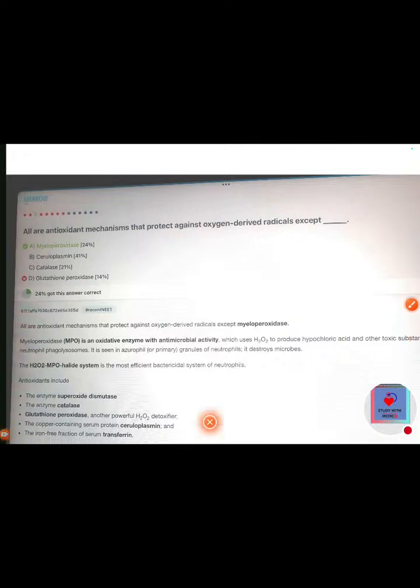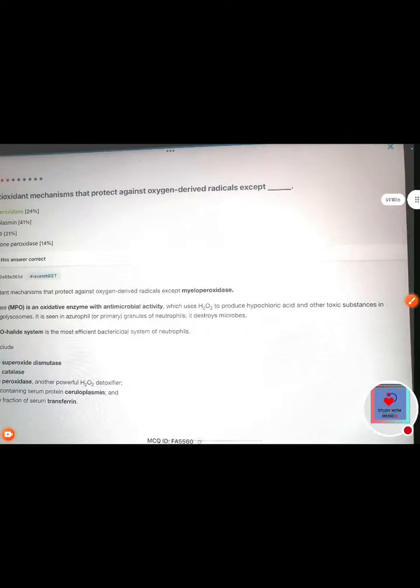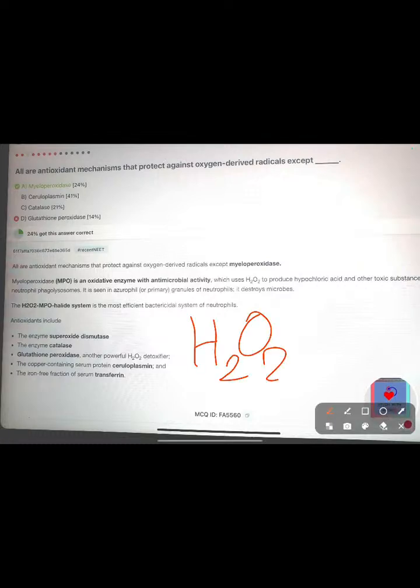Myeloperoxidase is an oxidative enzyme with antimicrobial activity, which uses H2O2 to produce hypochlorous acid and other toxic substances in the neutrophil phagolysosome. It is found in the azurophil or primary granules of neutrophils. It destroys microbes. Myeloperoxidase breaks down the H2O2 and produces hypochlorous acid.